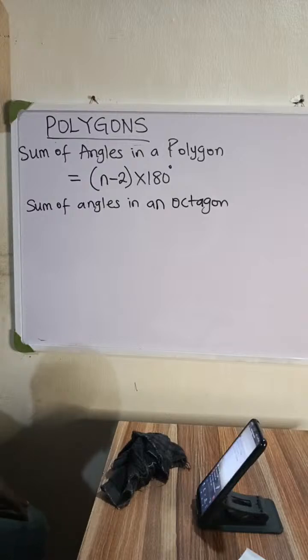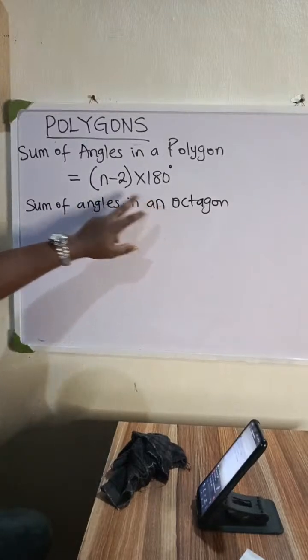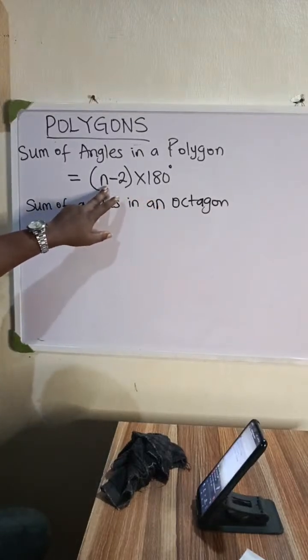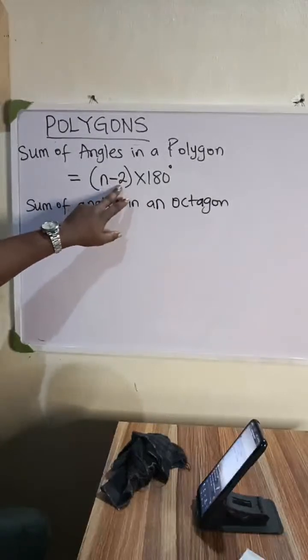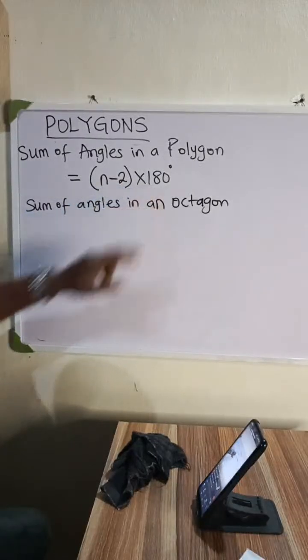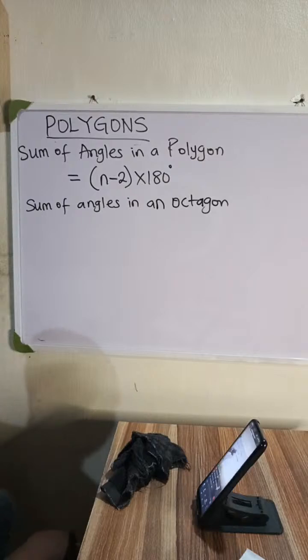Okay, so we are looking at octagon. Octagon is 8 sides, so n is going to be 8. 8 minus 2 is going to give us 6. 6 times 180 is going to give us 1080. That should be the correct answer.